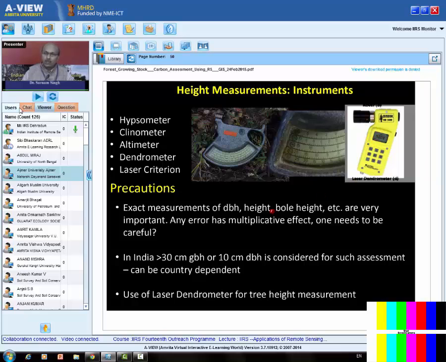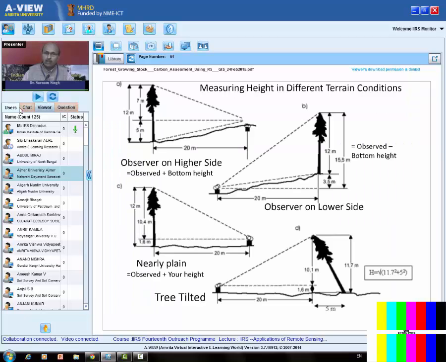So this is also very useful, and there are some precautions to be taken when you are making this kind of measurement. There could be 3-4 kinds of conditions in the field. Let us start with the middle diagram here. If you are in a nearly flat area and using a hypsometer, this is the angle theta which you are getting, and you can see the base. So this height plus your eye height, you add up, and you get the tree height.